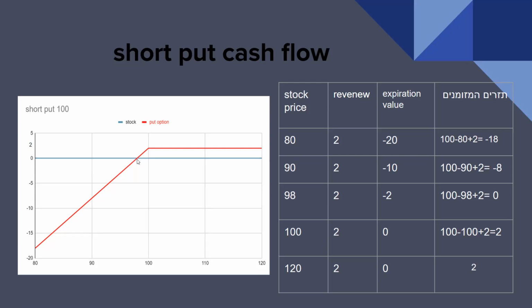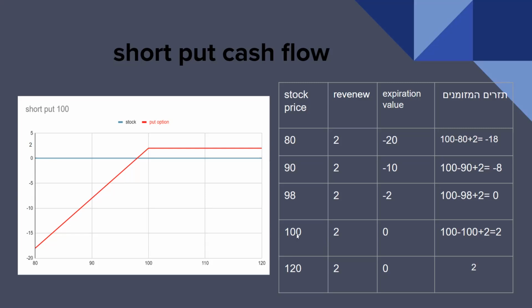That means that any expiration below 98 is going to mean losing money. So you see, any expiration below 98 is a loss.